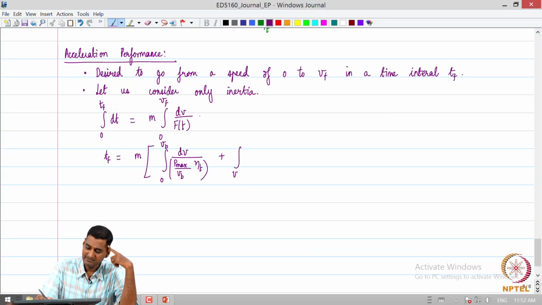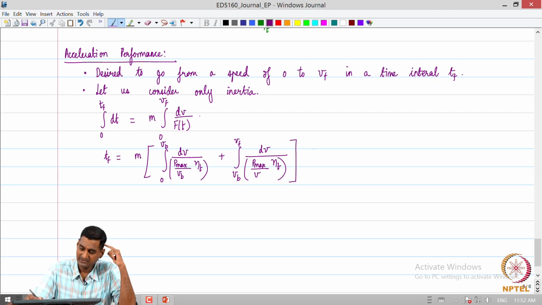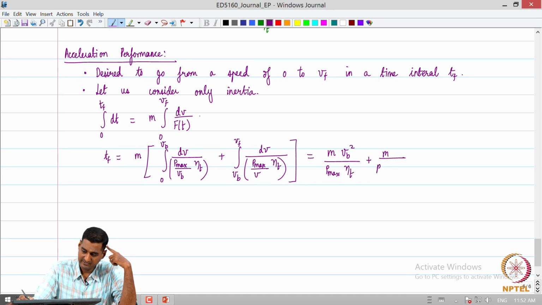Then from Vb to Vf, we will have dV divided by P max by V. Now, you can see that this is a function of time, right. So, let me write it as P max by V times eta t. Okay. So, these will be the two parts. Okay. So, if we integrate, we are going to get m times Vb squared divided by P max times eta t plus m divided by P max eta t times Vf squared minus Vb squared by 2.